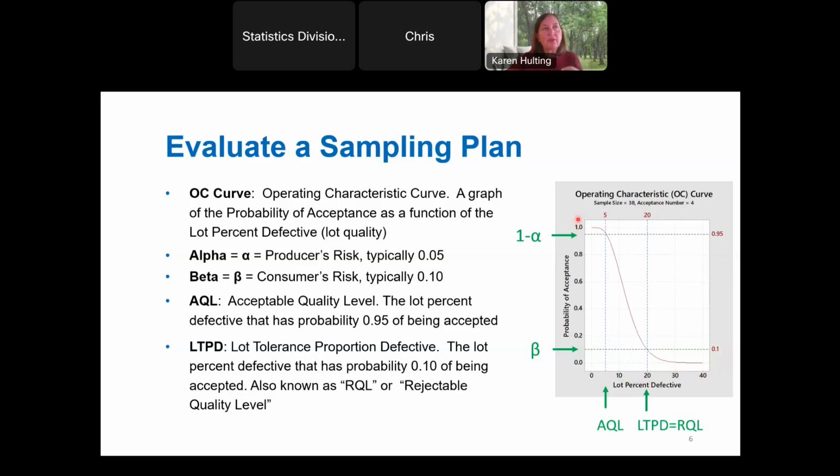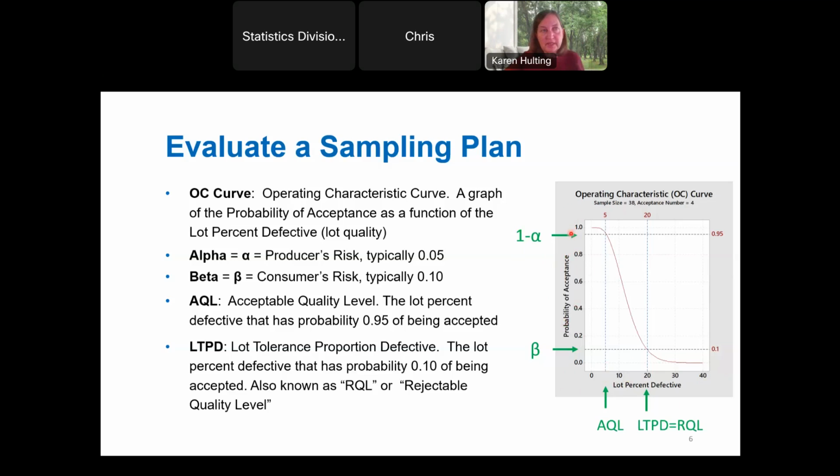Now, the y-axis is the probability that you will accept in this acceptance sampling plan, so the probability that your outcome is yes, ship that product. That's just a probability calculation that uses as its input that percent defective. We'll talk in the next slide about how those calculations are done. But this is just the probability of acceptance from 0 to 1.